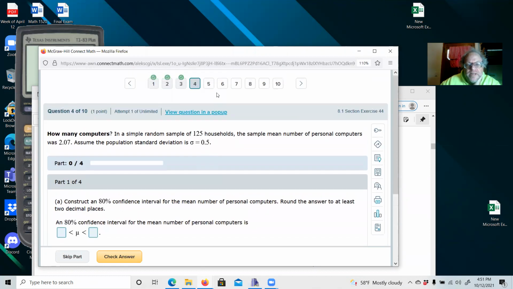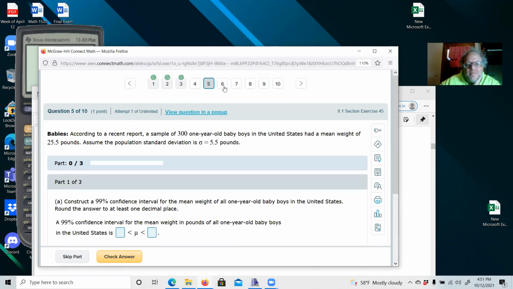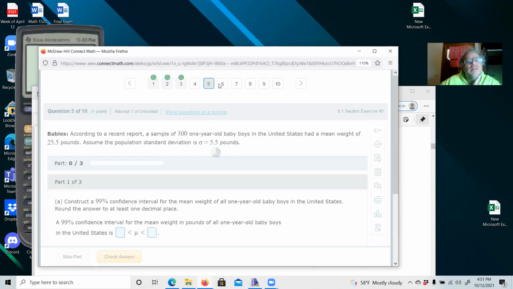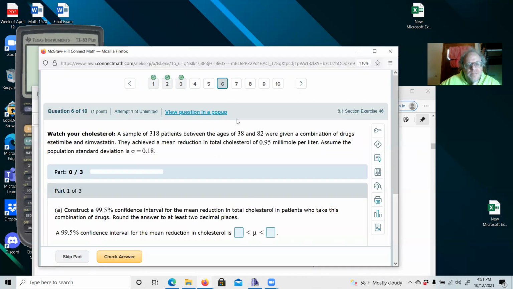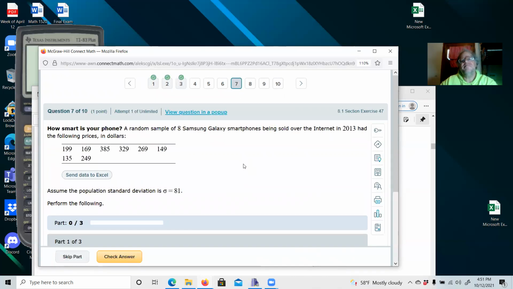I think this was one that we had done before. It was 4 or 5. They're effectively the same problem. Oh, we did 5. We did 6. I remember the cholesterol one. Here we go.